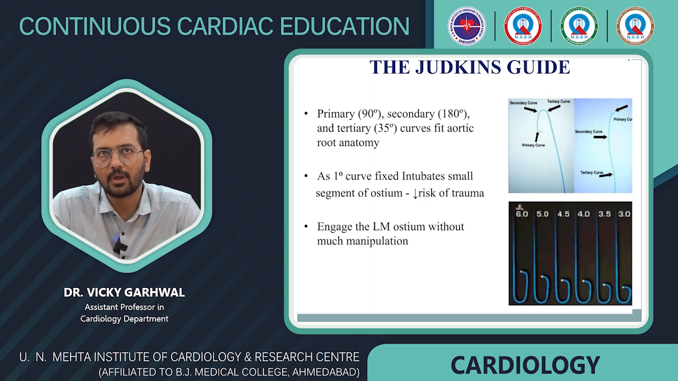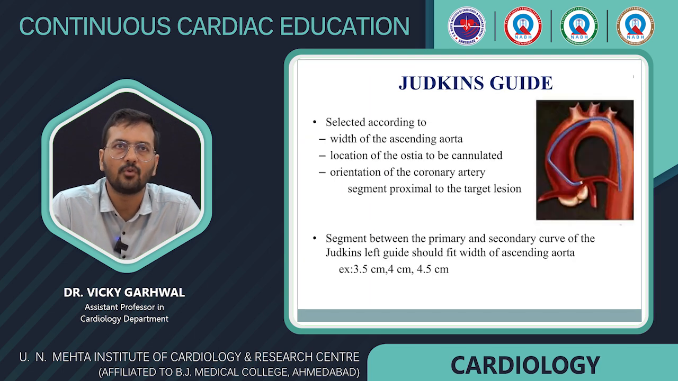A JL guide has a primary curve of 90 degrees, a secondary curve of 180 degrees, and a tertiary of 35 degrees, which fits the aortic root anatomy. As the primary curve is fixed, it intubates a small segment of the ostium, so it decreases the risk of trauma. It engages the left main ostium without much manipulation.